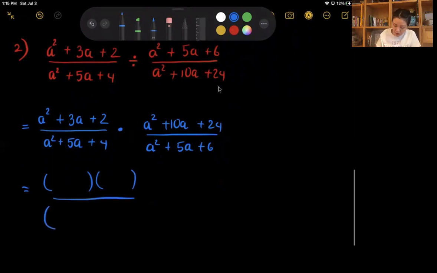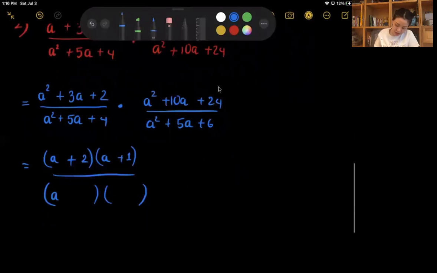Let's see. A squared plus 3a plus 2, both positive, both the same sign. So I want 2 numbers that when they multiply, I get 2, and when we add up, I get 3. So 2 and 1 sound like a good combo to me, right? Because 2 times 1 is 2, and 2 plus 1 is 3. So the bottom, same thing, right? Both positive, both the same sign. So I want 2 numbers that when I multiply get me 4, and when I add get 5. So 4 and 1 sound good to me.